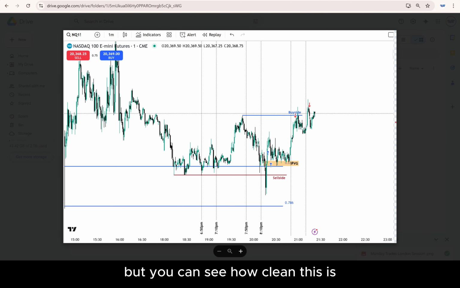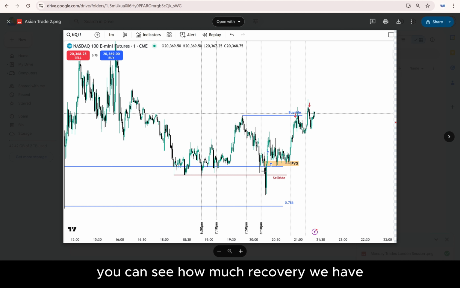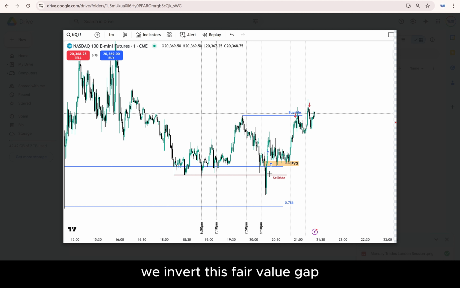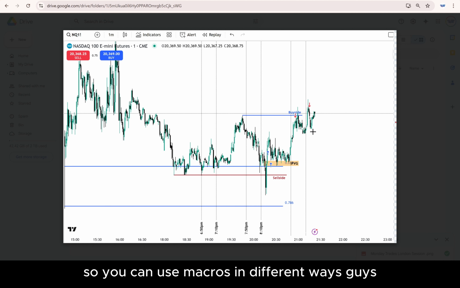But you can see how clean this is. You can see how much recovery we have. We come down, we sweep these relative equal lows, we invert this fair value gap, I enter. Price pulls back, I enter again. And then what's the macro do? The macro spools to buy side liquidity, and then I take the rest off here. So you can use macros in different ways, guys.